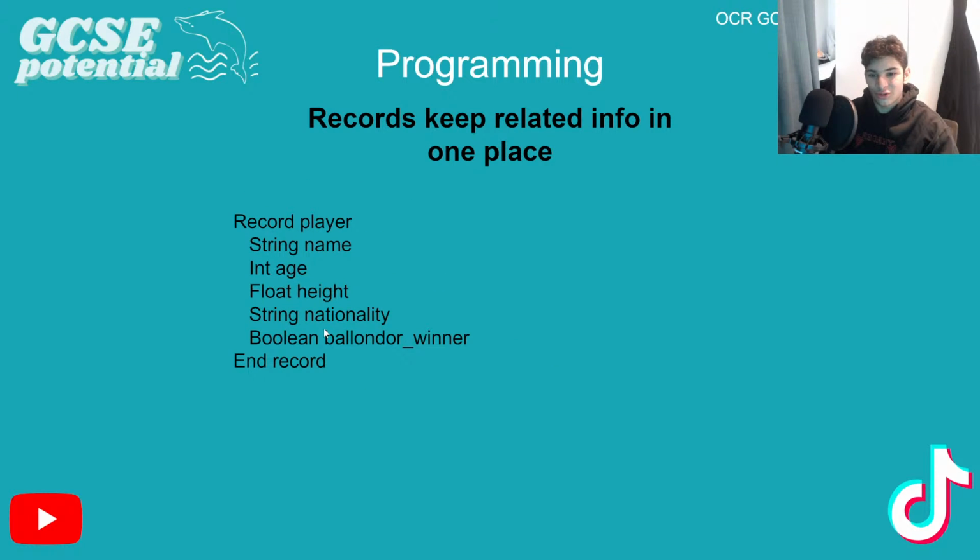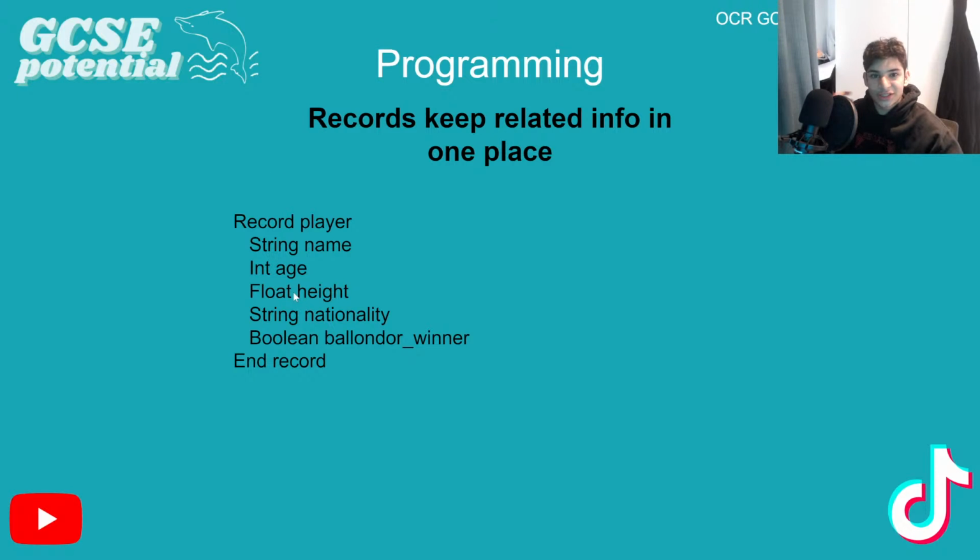Cool. Records. I don't know if you guys know object-oriented programming, but records are quite similar to that, I'd say, somewhat. But records keep related information in one place. So here is the record for a player, and this is all the data stored within that record. You have the name, the age, the height, the nationality, and the Ballon d'Or winner or not.